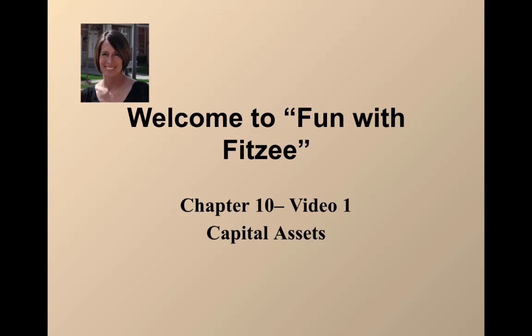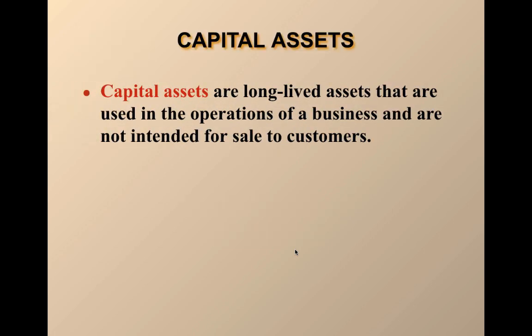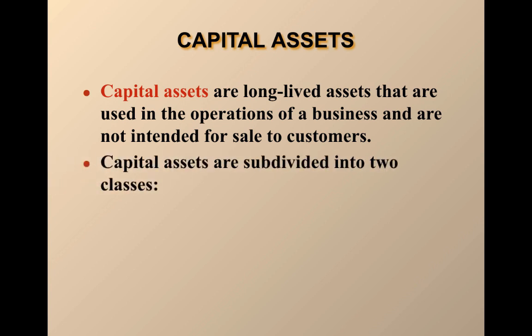This is chapter 10 in which we're going to be talking about fixed assets, also known as capital assets. Capital assets are long-lived assets that are used in the operations of a business and are not intended for sale to the customers. So just to differentiate here, when you buy merchandise as an asset, that is intended to be resold. When you buy assets that you're going to be using yourself in the business, these are classified as capital assets, otherwise known as fixed assets.